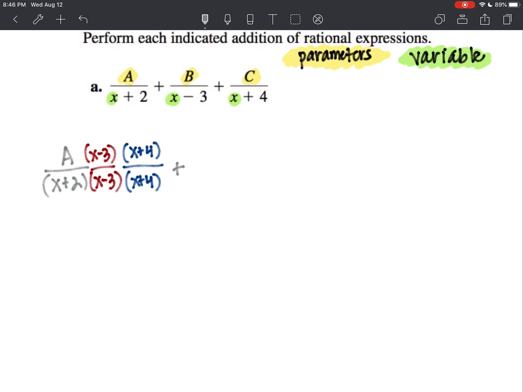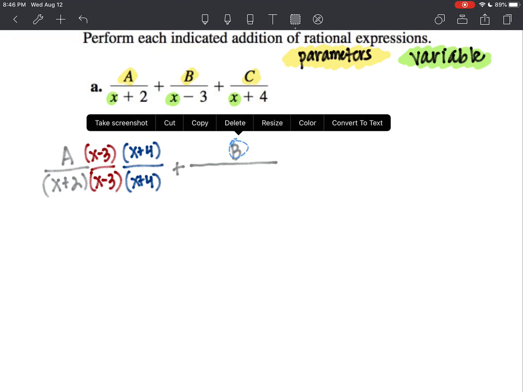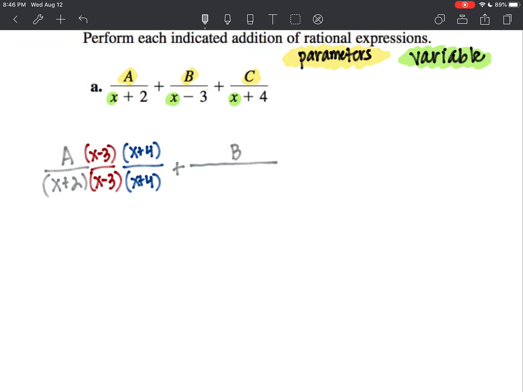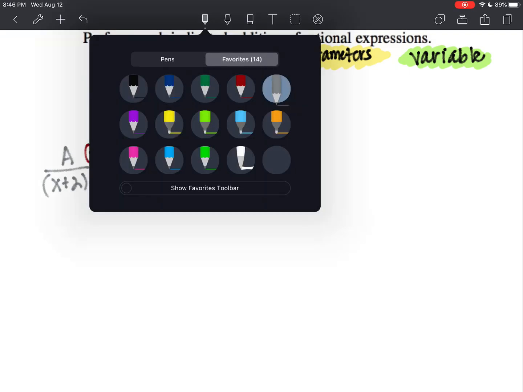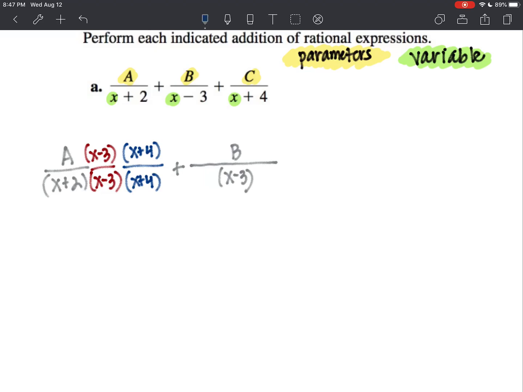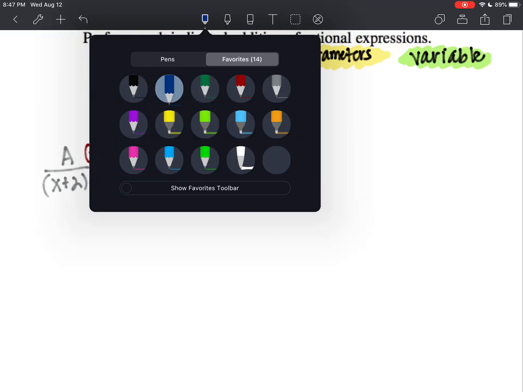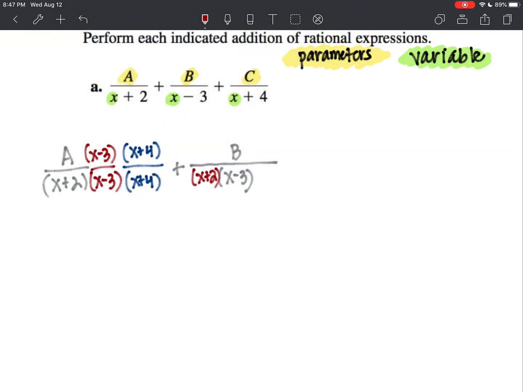Okay, the next one, we've got b in the numerator. Let's move that b over just a little bit. There, looks nice and centered now, doesn't it? And we have x minus 3 in the denominator. Now this second fraction needs the x plus 2. And it also needs an x plus 4. So it's going to be all three of those factors in the numerator multiplied together eventually.